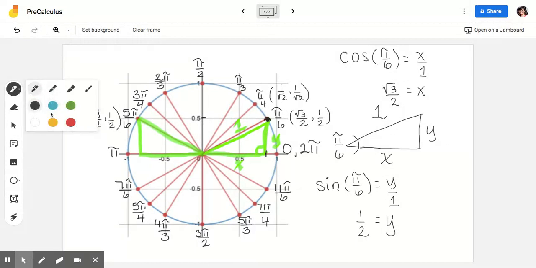I'm going to leave it to you to find the coordinates of 7 pi over 6, which is the same triangle just flipped upside down, and 11 pi over 6, which is again the same triangle as the first one, just flipped upside down. So the numbers will stay the same in the same order, but all that we've done is move it to the other quadrants. Now let's look at pi over 3.